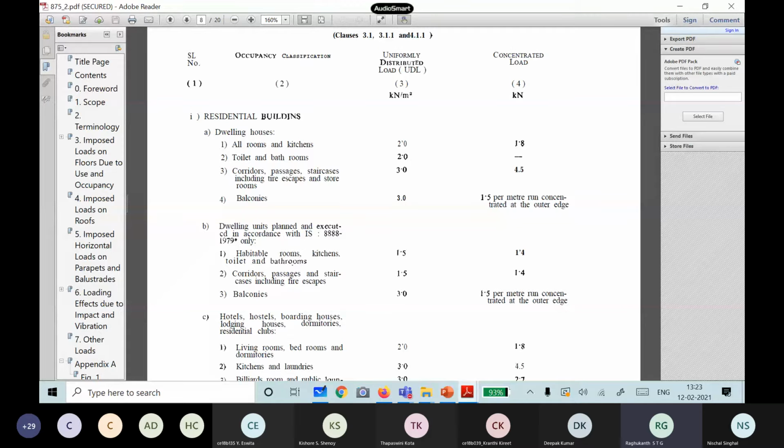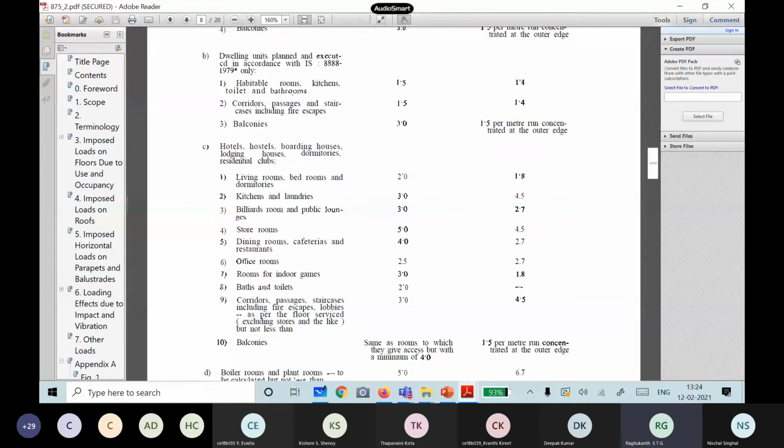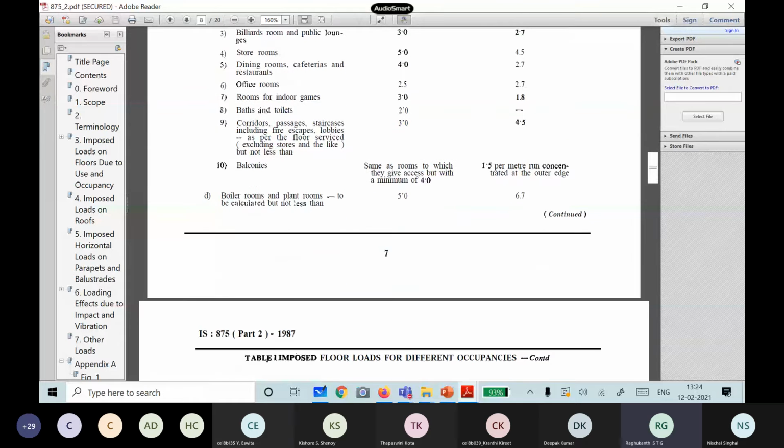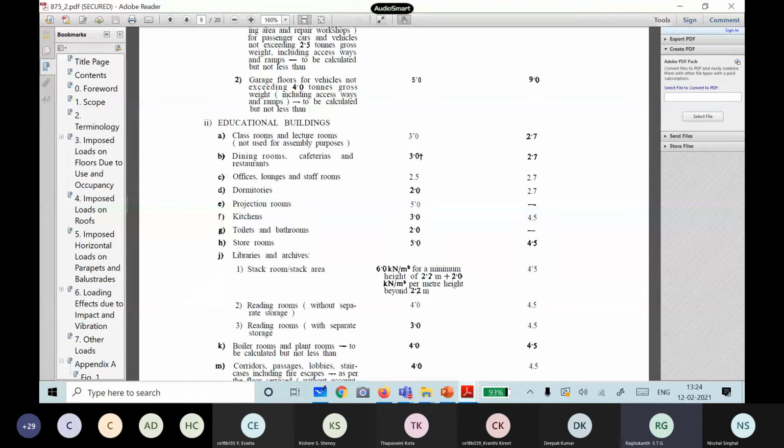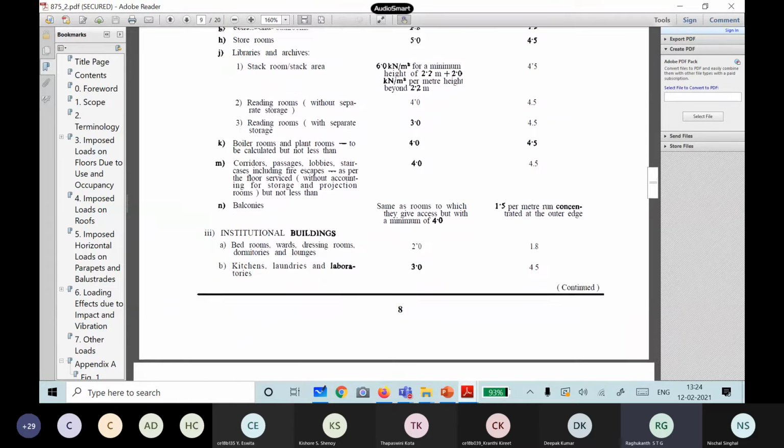So toilet, what is the load? 2 kilonewton per meter square. Then corridors, passages, staircases, balconies, what should be the value? Like hotels, hostels, they will give all these details. Educational buildings, like our BSB building science block, classroom, lecture room, you have to take 3 kilonewton per meter square. Then dining rooms, offices. You model this load as a UDL, plus you also model it as a concentrated load applied at critical points, do the calculations, use whichever is higher, and then do the design. So this is how our code gives.